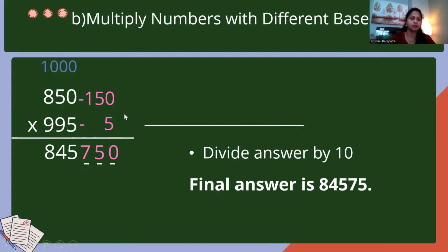84,575. What have we done? We have just multiplied 85 by 10 to get the same base. Follow the steps that we have seen in the previous session. Okay. And then follow the steps and get the answer. And this answer we will divide by 10 to get the final answer. Okay.